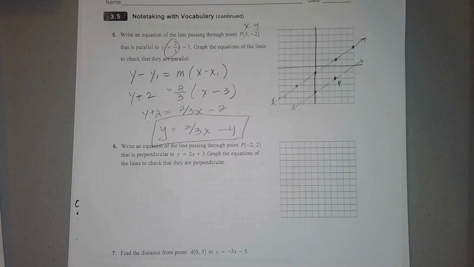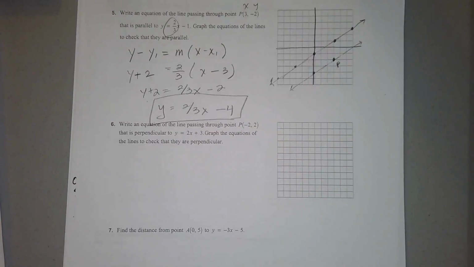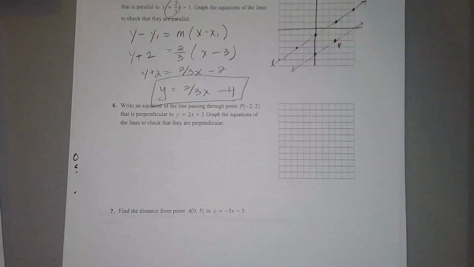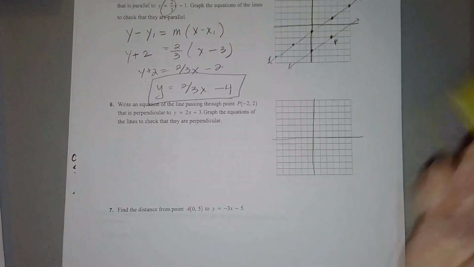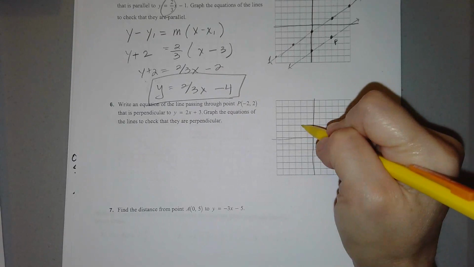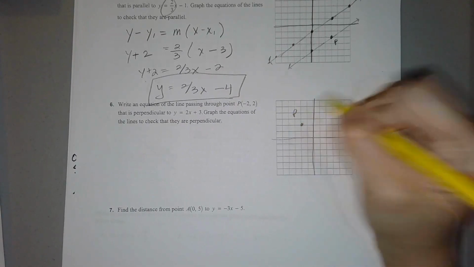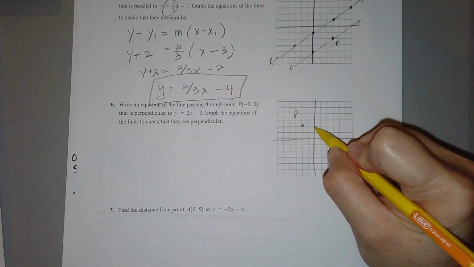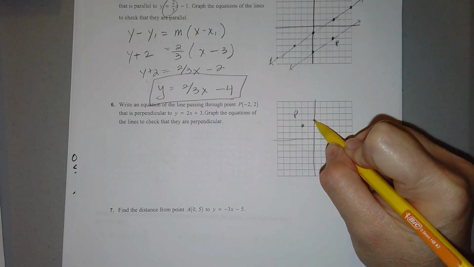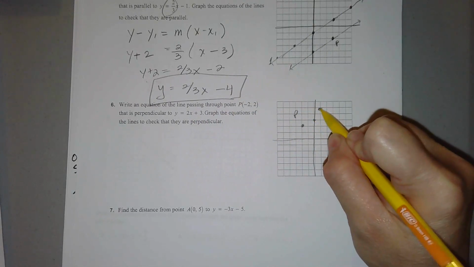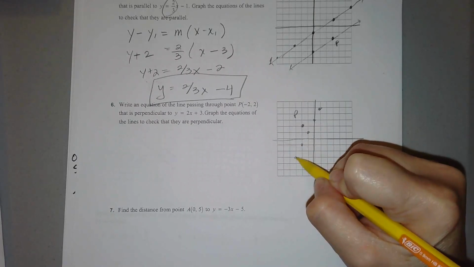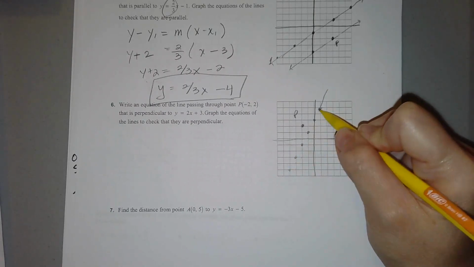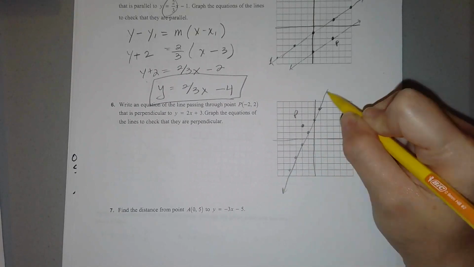All right, now let's do this one. Write the equation of a line passing through a point that is perpendicular to this other one. I'm going to start by graphing this one again. So -2 is P. This line has a y-intercept of +3 and a slope of +2, so up 2 over 1, down 2 over 1. All right, so this is my line, not very straight, but that's okay.